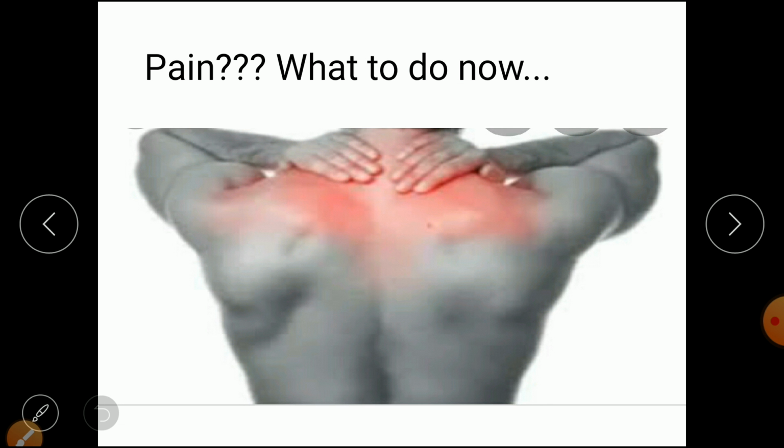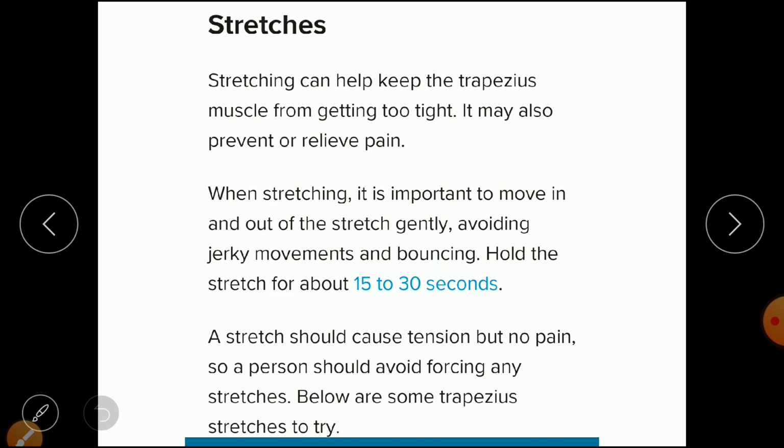So what to do now? You just have to stretch your muscle. Stretching can help keep the trapezius muscle from getting too tight. It may also prevent or relieve the pain. Whenever you do excessive work without stretching your muscles, they get tight and give you pain. So just stretch your muscle in between your work.